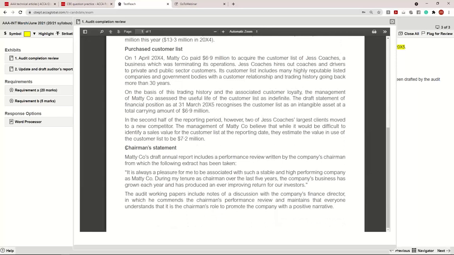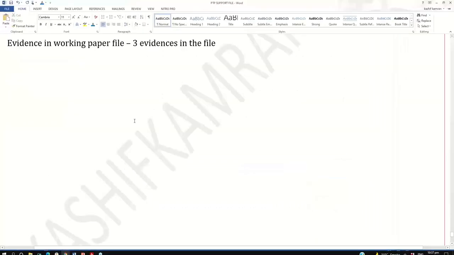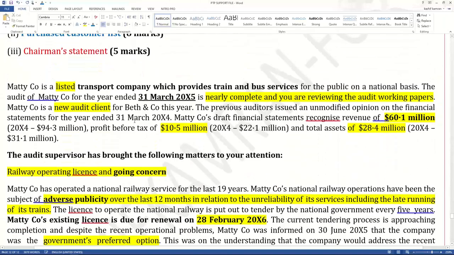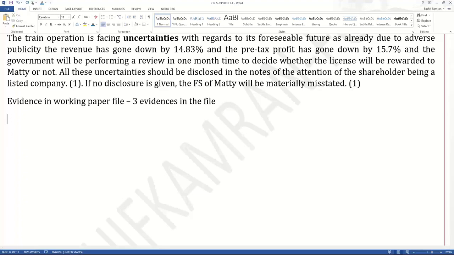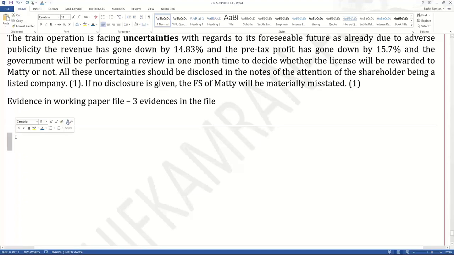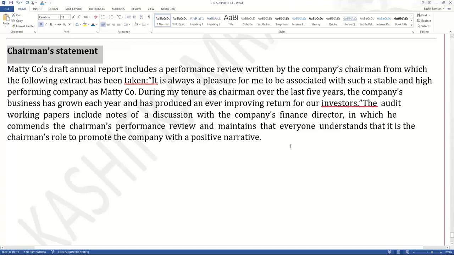Let's look at the chairman statement, and let's look at the matters you need to comment on in the chairman statement. I'm copying the chairman statement from here. How many marks do we have for the chairman statement in the exam? We have almost 5 marks for the chairman statement. Okay, let's copy the chairman statement here. The next point under the line. Okay, I'm copying the chairman statement here. Can you all see the chairman statement on your screen now on the Word file? Let's do the brainstorming and let's find the comment on the matter. Brainstorming and let's do comment on the matters.